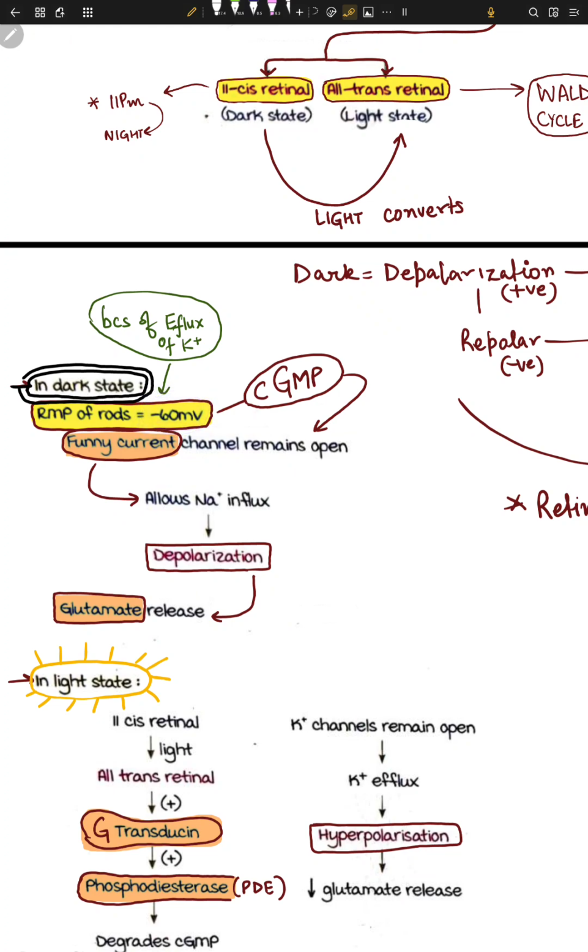And what happens is that in the dark you have these cells with 11-cis retinal, right? Cool. So a thing called the funny current channel remains open. How? Well, via something called cyclic GMP. Cyclic GMP is a second messenger.